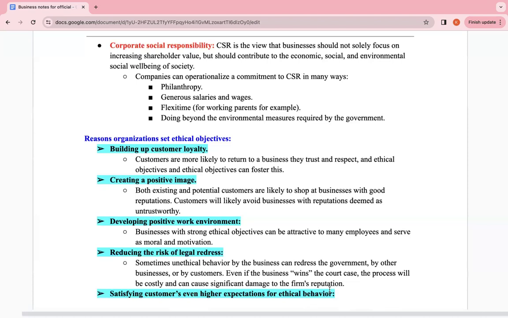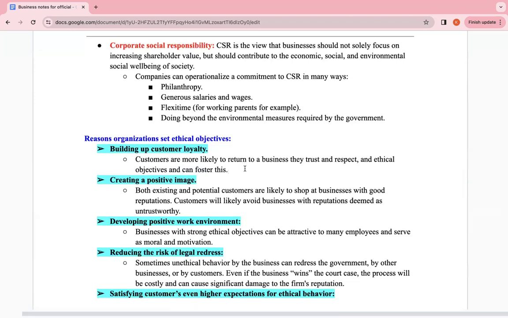So this is just an example. Now, reasons organizations set ethical objectives. So you have building up customer loyalty. Customers are more likely to return to a business they trust and respect. And ethical objectives can foster this.